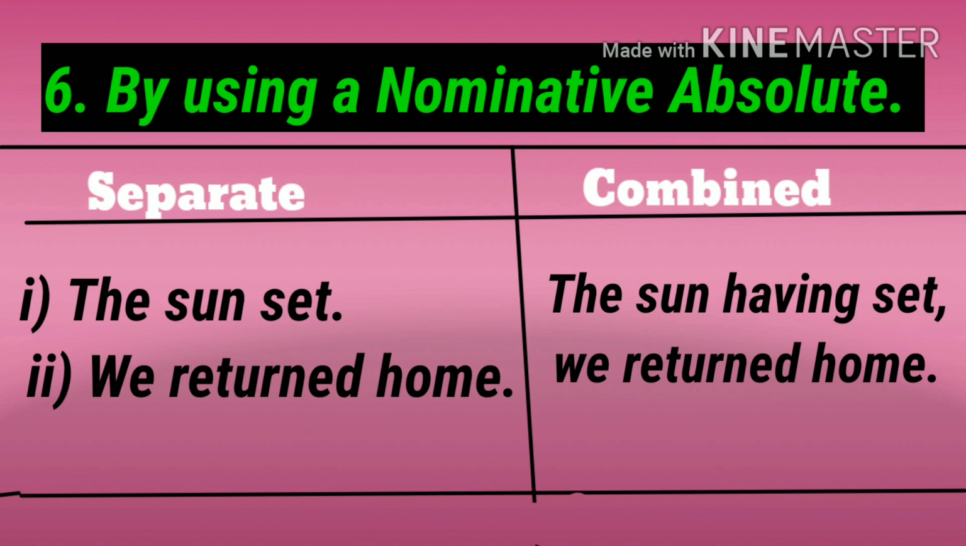If the sentence which indicates the reason is in active voice, then we will use subject plus having, then the third form of the verb, as we have used in this sentence. The sun having, then the third form of the verb set, we returned home. But if the sentence which indicates the reason is in passive voice, we will use having been plus the third form of the verb. And if the sentence which indicates the reason uses is, am, are, was as the main verb, we will use being.